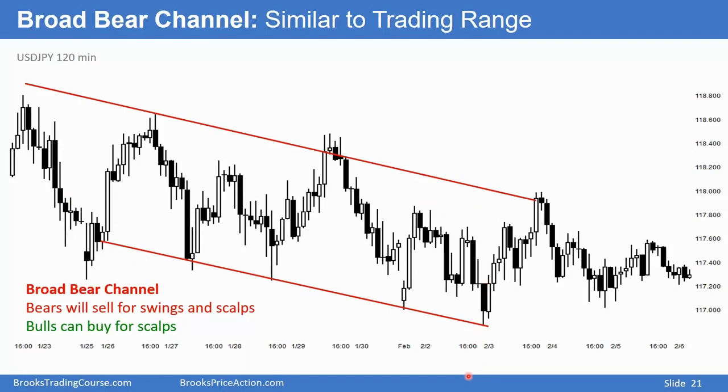They can buy reversals up, they can buy prior lows, and look for scalps. It's a bear channel, so it's a bear trend. Bears will definitely sell as well. They'll sell for swings or for scalps. Again, all channels are trends. All bear channels are bear trends. And the broader the channel is, the weaker it is, and the more it's similar to a trading range.